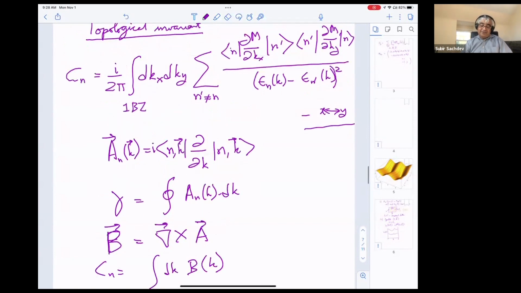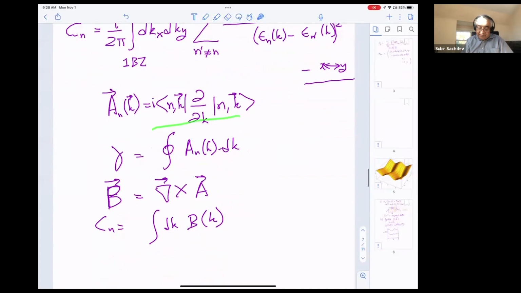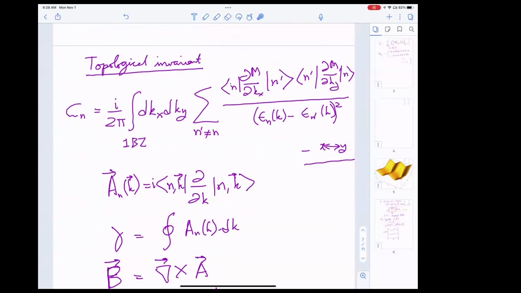So in fact, this is how you prove that this is an invariant. This is exactly what's in the notes. You compute the Berry connection, compute this line integral, that is the Berry phase. The Berry curvature is the flux associated with the Berry connection. And the integral of the flux is the Chern number. So it's very closely connected.